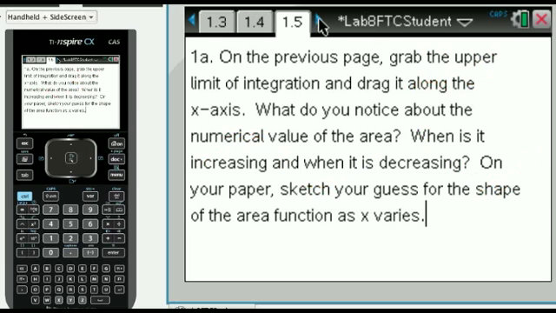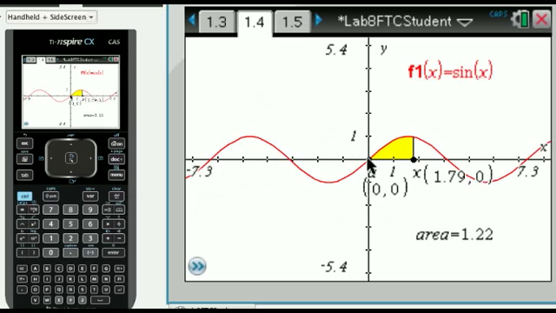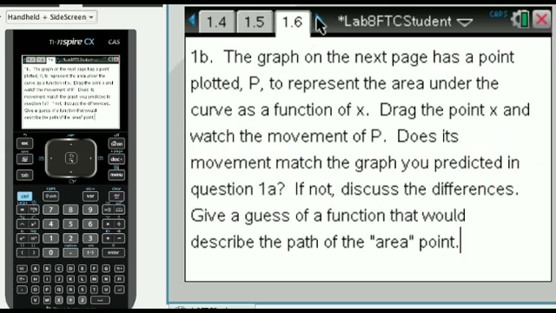So they're asked to go back to the previous page, and in particular to pay attention to the numerical value of area that is displayed on the screen, and to describe when it's increasing, when it's decreasing, those sorts of behaviors that we're used to talking about with differential calculus. So they can come back here and they're asked to pull on X and watch what happens as the area is compiled, and to denote and mark down what their observations are.